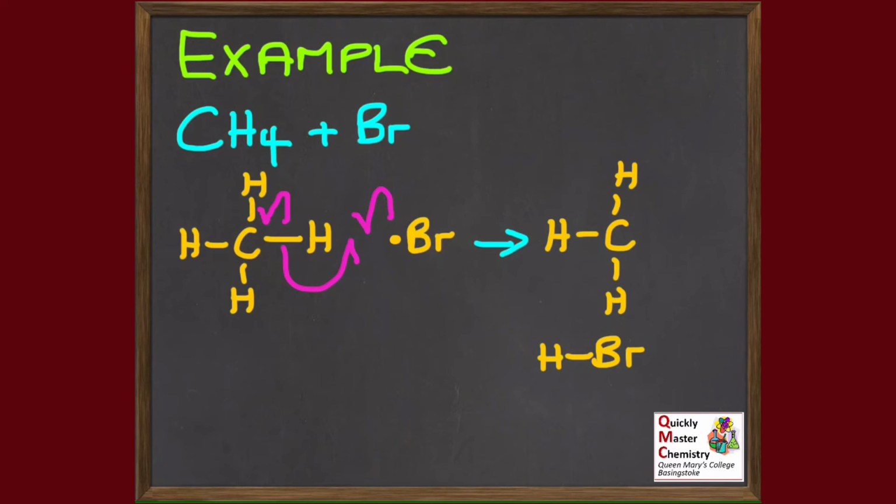So this fits the model of propagation. We had a radical in the reactants, the bromine atom, and we've got a radical in the products, the CH3.